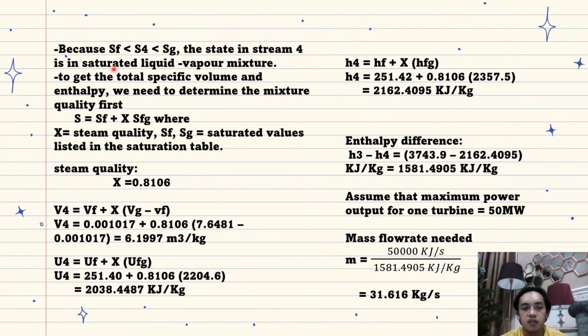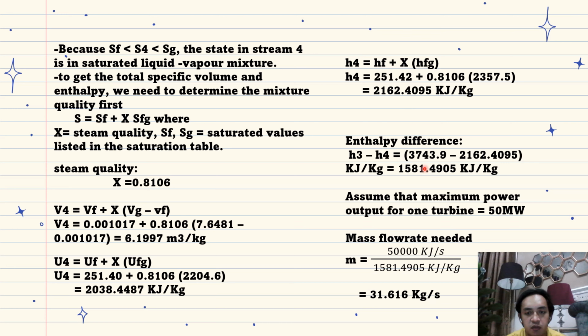As the entropy in stream 4 is situated between the saturated liquid and saturated vapor entropy, stream 4 is clearly in a saturated liquid and vapor mixture. So, to get the total specific volume and enthalpy, we need to determine the mixture quality first. The mixture quality is then used to determine the specific volume and enthalpy in stream 4. And then we calculated the enthalpy difference.